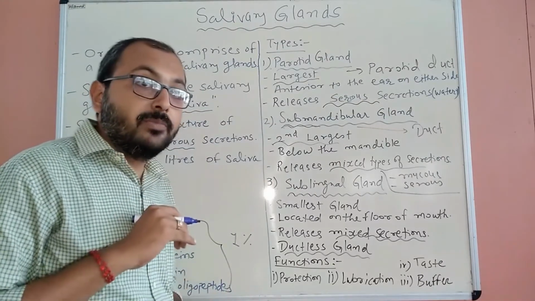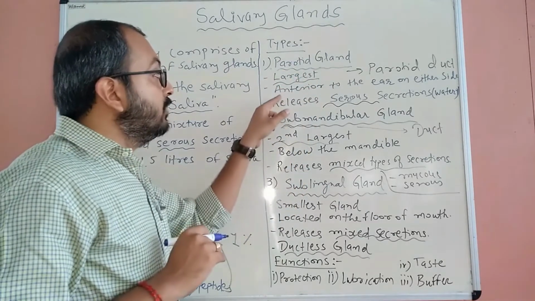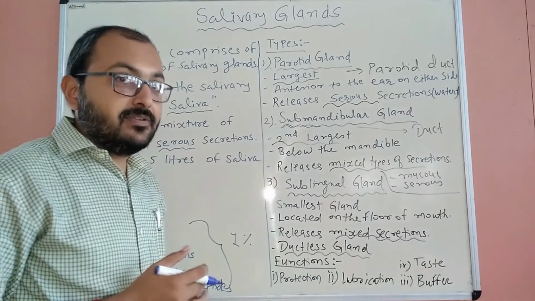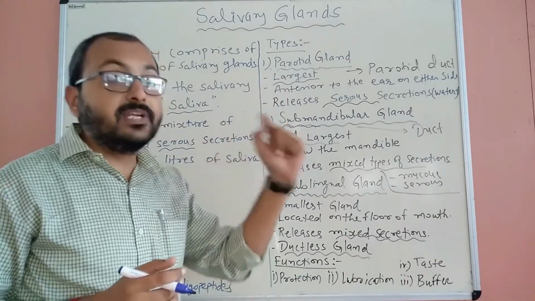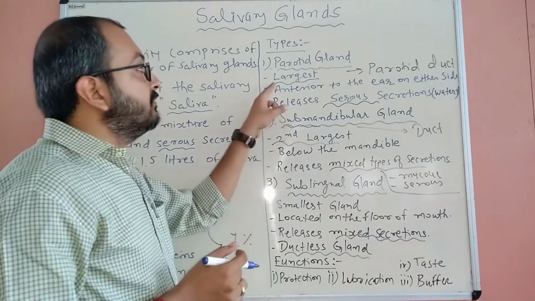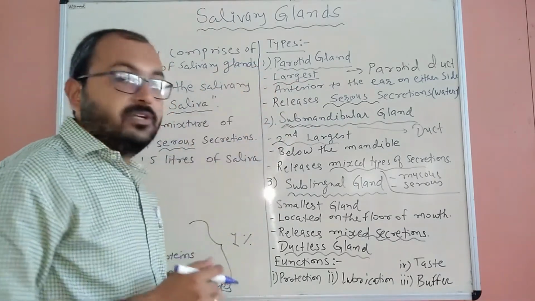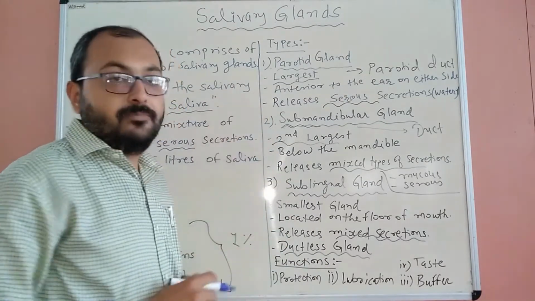So for these three, the parotid gland, submandibular gland and sublingual gland, what do we need to remember? Number one, the anatomy, where exactly it is present. Number two, the type of secretions. Number three, whether a specific duct is present or not. And the next one is the size. By going through these in a comparative view, we can remember these three glands.